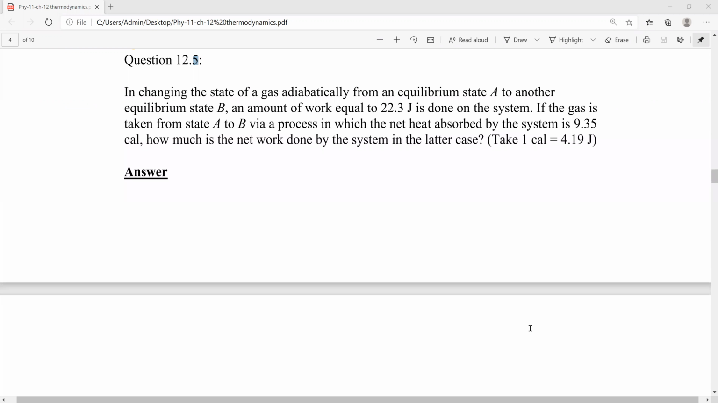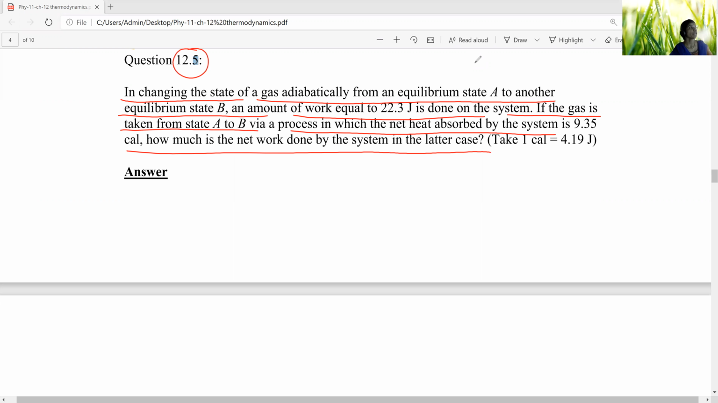Look, 12.5. Go through the question and try to understand that one. So what are they asking?